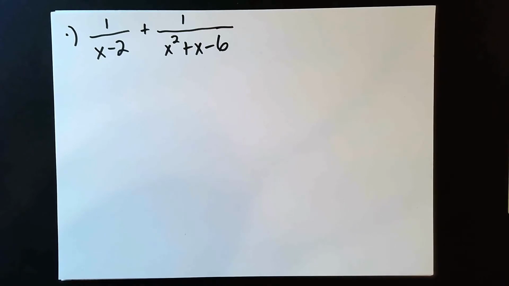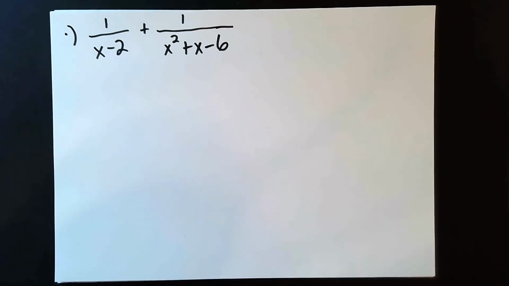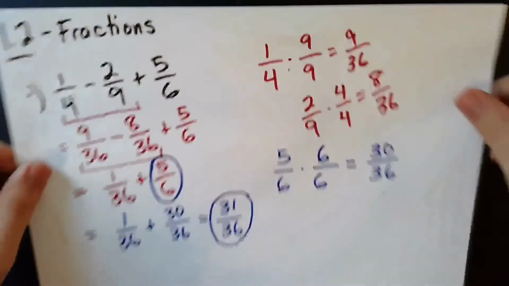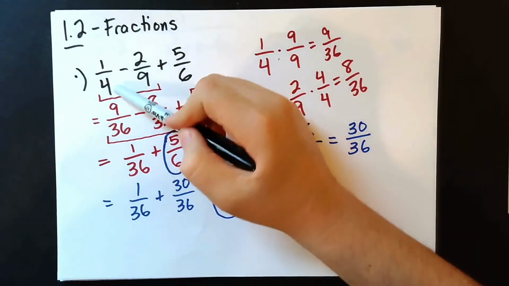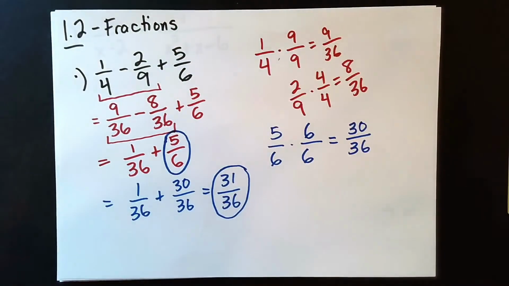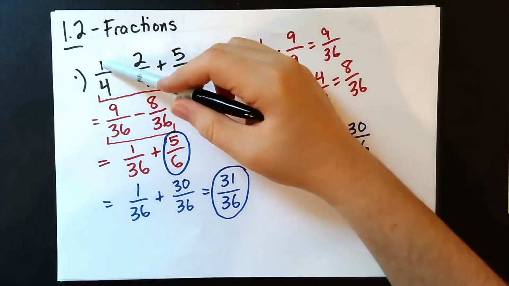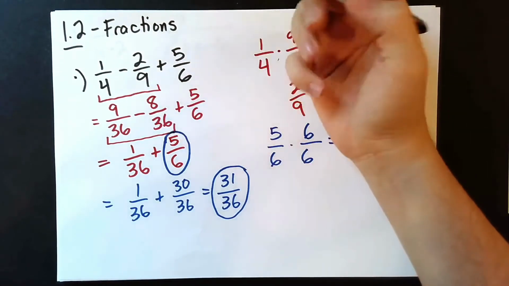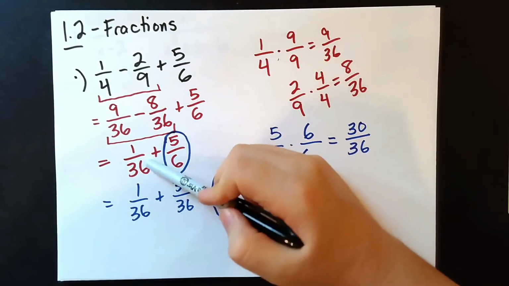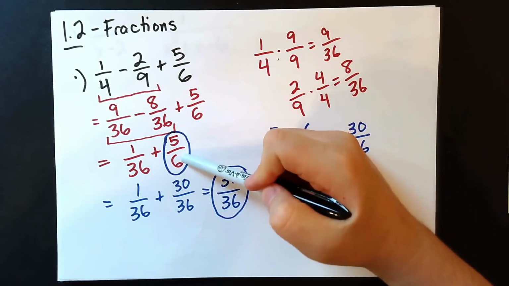This next example harkens back to the first example we did of fraction addition. Namely, we did this example, where we were asked to add 1/4, minus 2/9, and 5/6. So we added these two first, which gave us 1/36. And so we were then adding 1/36 and 5/6.